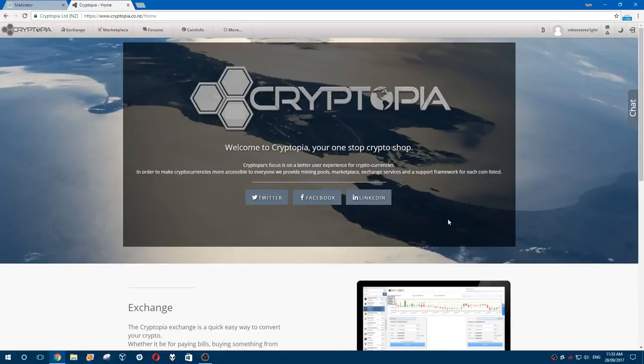Hey guys, it's Space, and today I'm going to be showing you how you can trade various cryptocurrencies through this exchange called Cryptopia. The URL is cryptopia.co.nz.